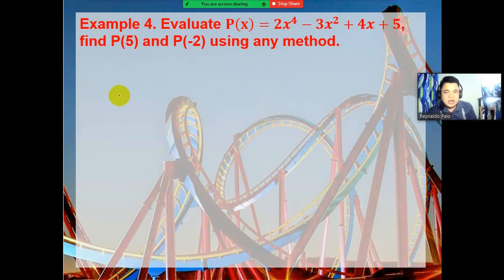So, to better understand the two methods, synthetic substitution and direct substitution, we will be using synthetic substitution for p of 5, and we are going to use direct substitution for p of negative 2. Alright? Now, let's start with synthetic substitution, wherein we will find the value of p of 5. First, you have to inspect if the terms are arranged in descending order: 4, 2, 1, 0. It is now arranged from the highest to the lowest.